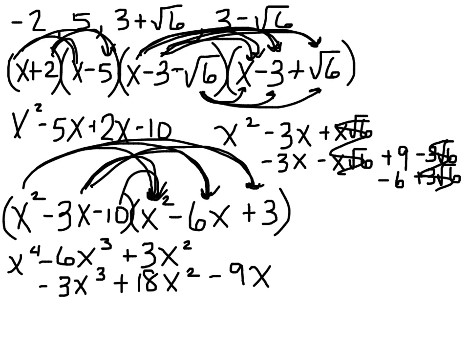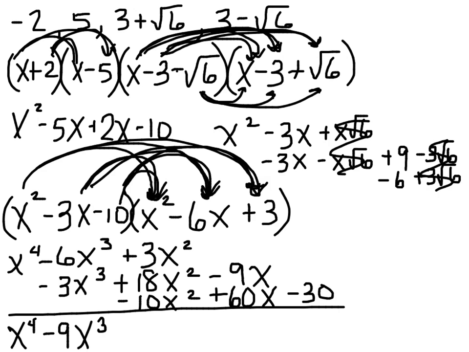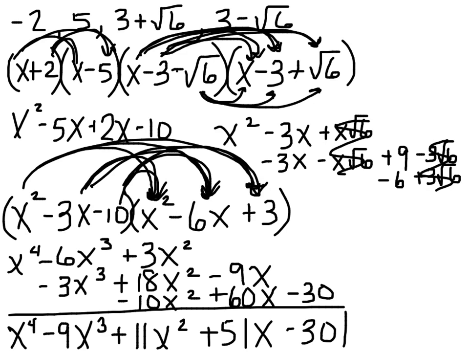What's negative 10 times x squared? Negative 10 times negative 6x. And negative 10 times 3? Combine like terms, I get x to the 4th minus 9x to the 3rd. What's 3 plus 18 minus 10? What is negative 9 plus 60? Negative 9 plus 60 would be 51. Good job. I'm proud of you.